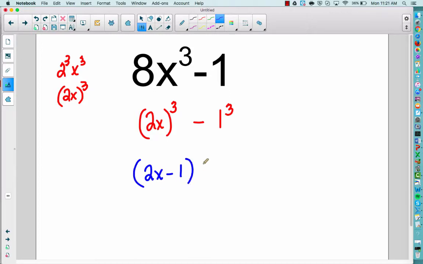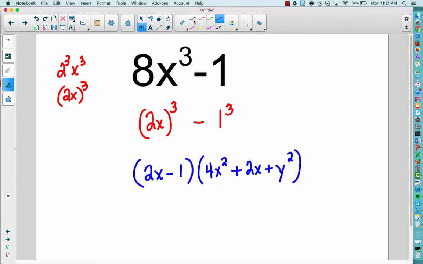okay, parentheses, then x squared. So remember, this whole quantity is squared, so it would become 4x squared plus, because it changes sign, I multiply the 1 and the 2, and I get 2x. And then I square the y, so in this case 1, so plus y squared. And that is 8x cubed minus 1 in factored form.